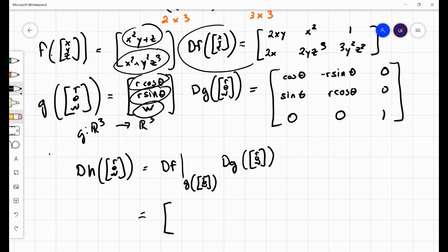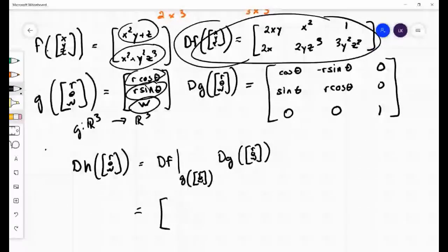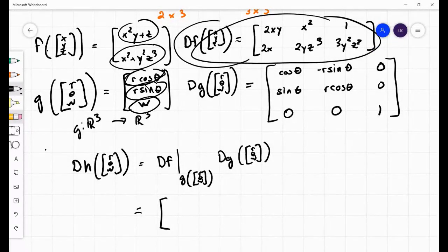Right, so you take the derivative of F, but you replace X with, well, X is R cosine, so you get 2X times, and Y is R sine, X squared, that's a constant, 2X, 2 times Y times Z cubed.